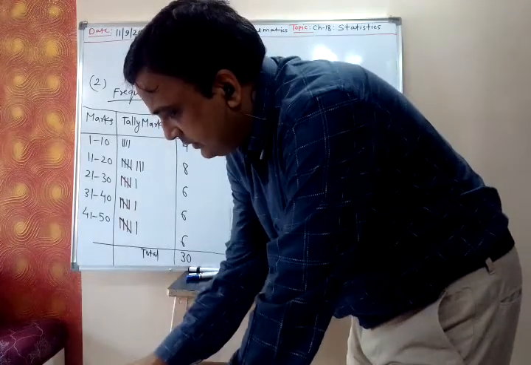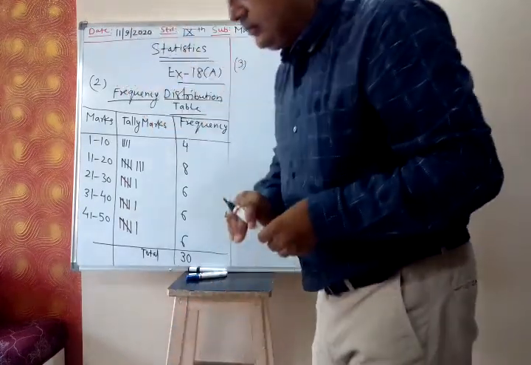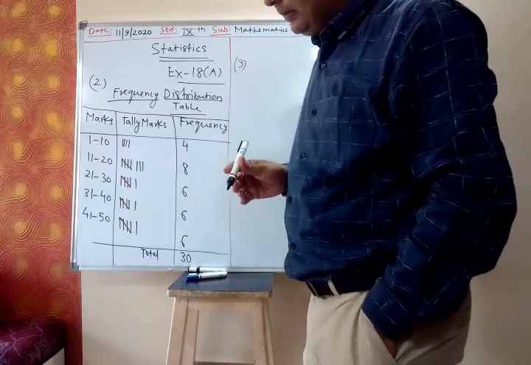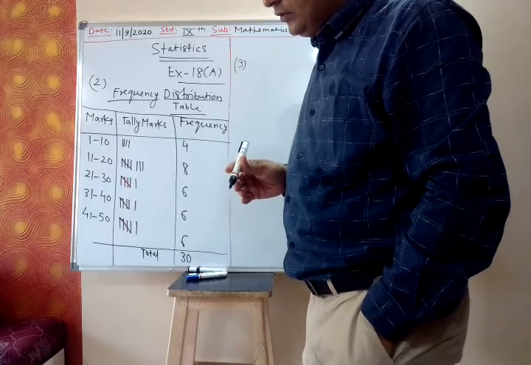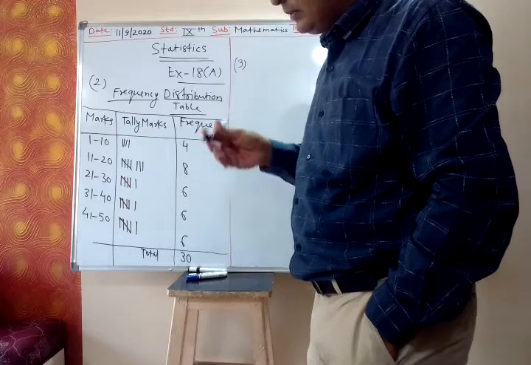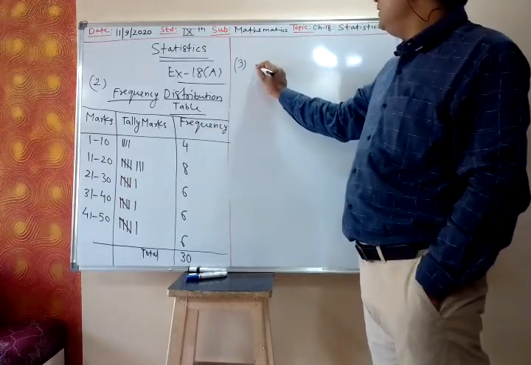Write down: the marks of 24 candidates in the subject mathematics are given below. The maximum marks are 50. Make a frequency distribution taking class intervals 0 to 10, 10 to 20. Maximum marks is 50. So now we write the frequency distribution table.